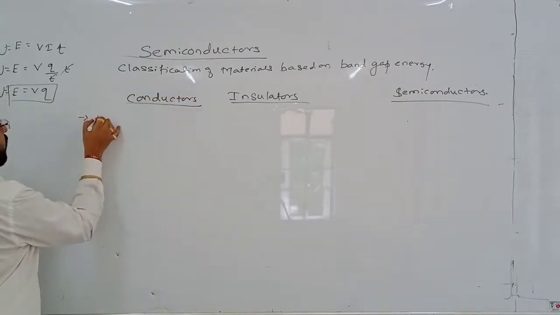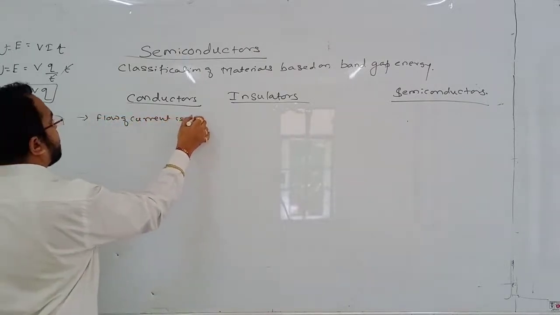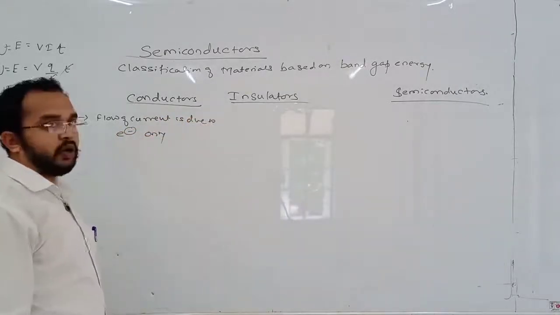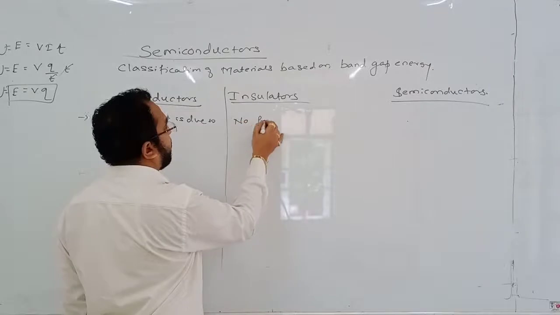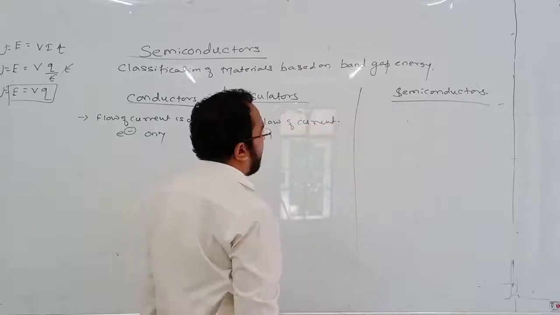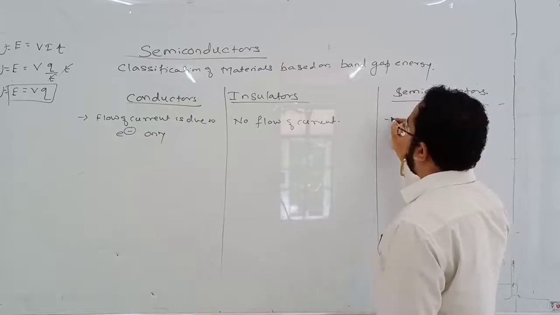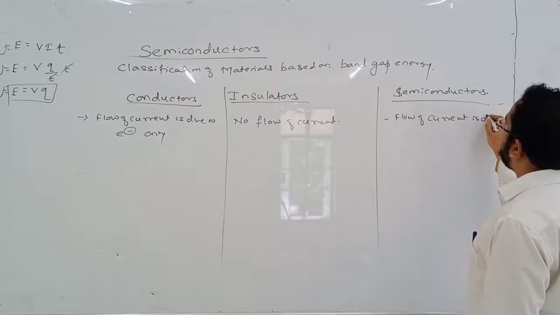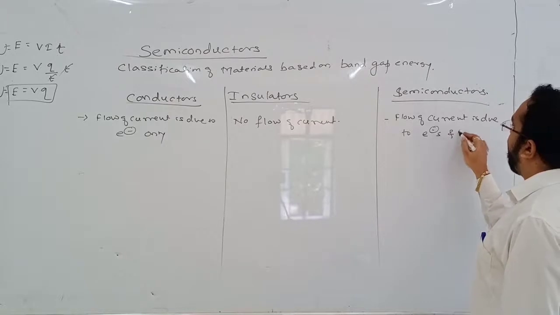Now flow of current is due to electrons only. Here, no flow of current. And in semiconductors, flow of current is due to electrons and holes.